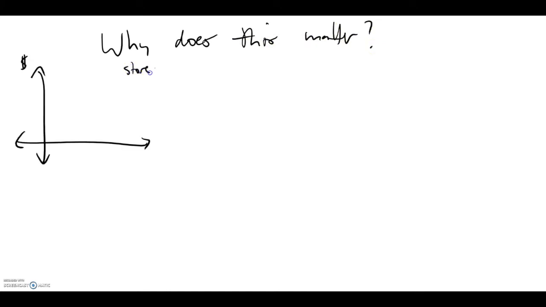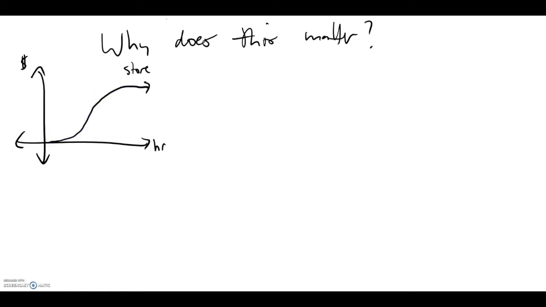Now the bigger question might be, why does this matter? How is this going to help us with anything? Well, I'll give you a couple examples. Let's say for some store, this is the amount of money that they have every hour. And let's say the graph of that money goes something like this.